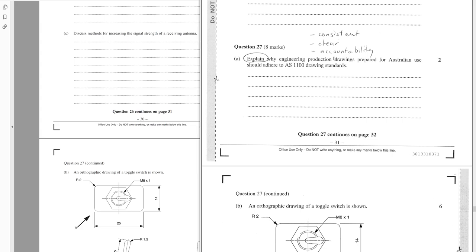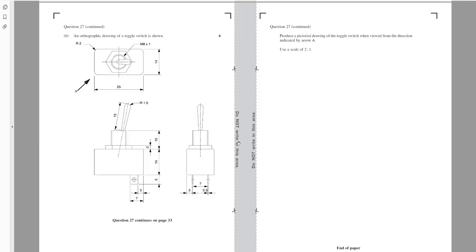Okay, so lastly, we're going to have this question here. And we've been asked to draw a pictorial drawing. Now, prior to this, there had not been a pictorial drawing in well over five years. And I kept thinking, do I need to spend time and effort teaching kids how to draw pictorial drawings when they're just not in the paper? And I actually posted that into the engineering studies teacher group. And what do you know, the next year there was a pictorial drawing.